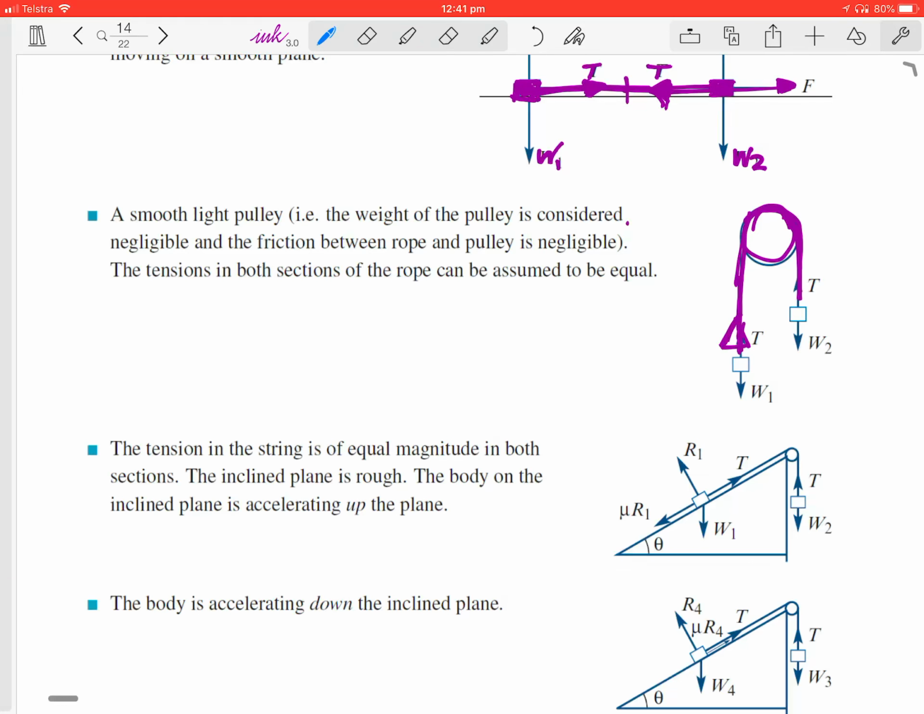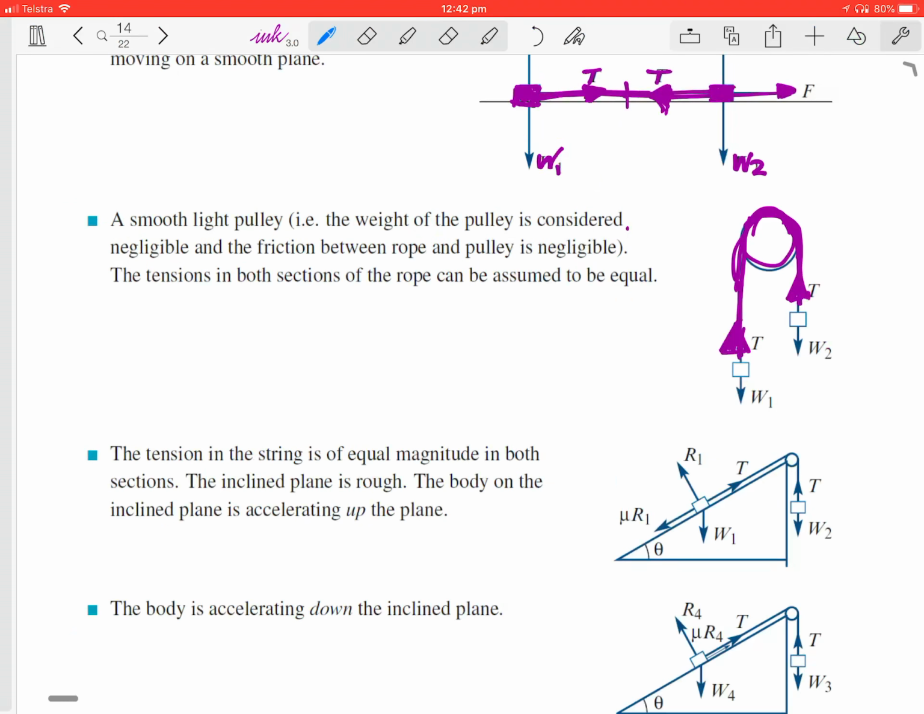The tension upwards here and the tension upwards there is equal. So there's no loss of tension over the pulley. So it's assumed to be equal. We've got a weight force here downwards, and we've got another weight force here downwards. So it's always going to go down in the direction of the heavier weight force. The tensions in both sections of the rope can be considered equal. They're just in opposite directions.